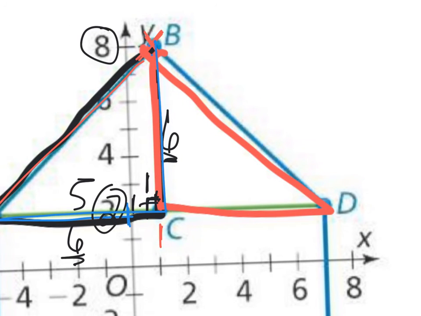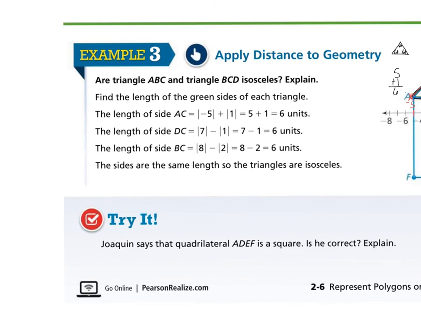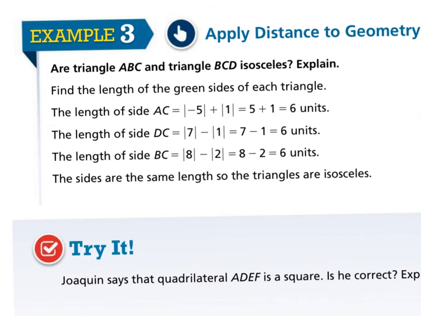Well, the 6 we've already got for B to C. The question is for C to D, what is that? So we're going from 1 to 7. 1 to 7 would be a distance of 6. And so that would be also an isosceles triangle. So there's the work the book did, and again, those would be isosceles.